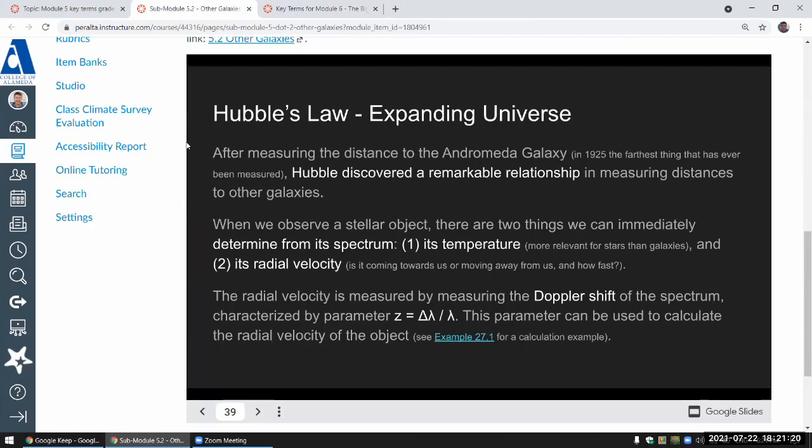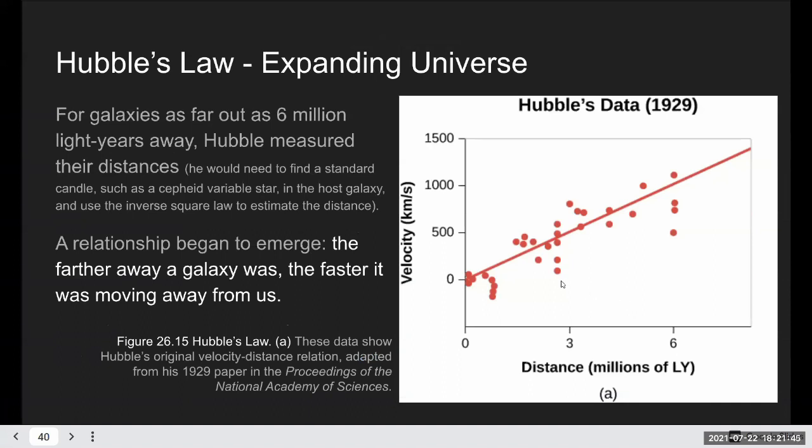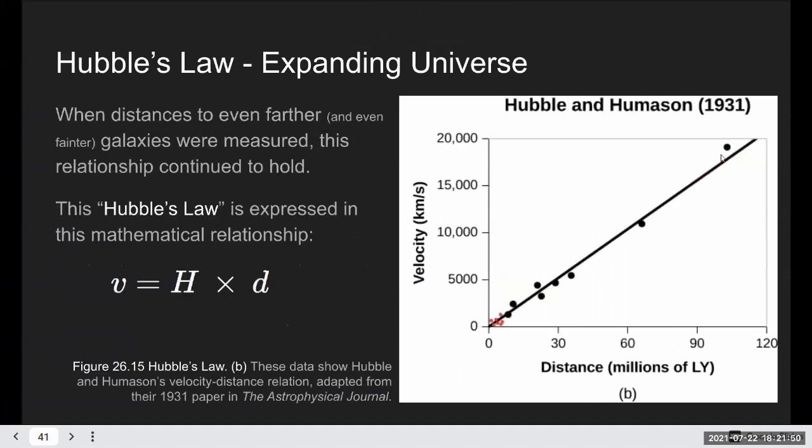Within module 5, we left off with the discussion of Hubble's law, and that was on purpose. In observing distant galaxies, Hubble discovered a relationship: when he measured the distances to the distant galaxies, and measured their speeds using the Doppler shift, there was a clear relationship. Maybe not so clear here, but once you extend this observation out to hundreds of millions of light years, it becomes clear, and this relationship continues to hold to a billion light years and farther away.